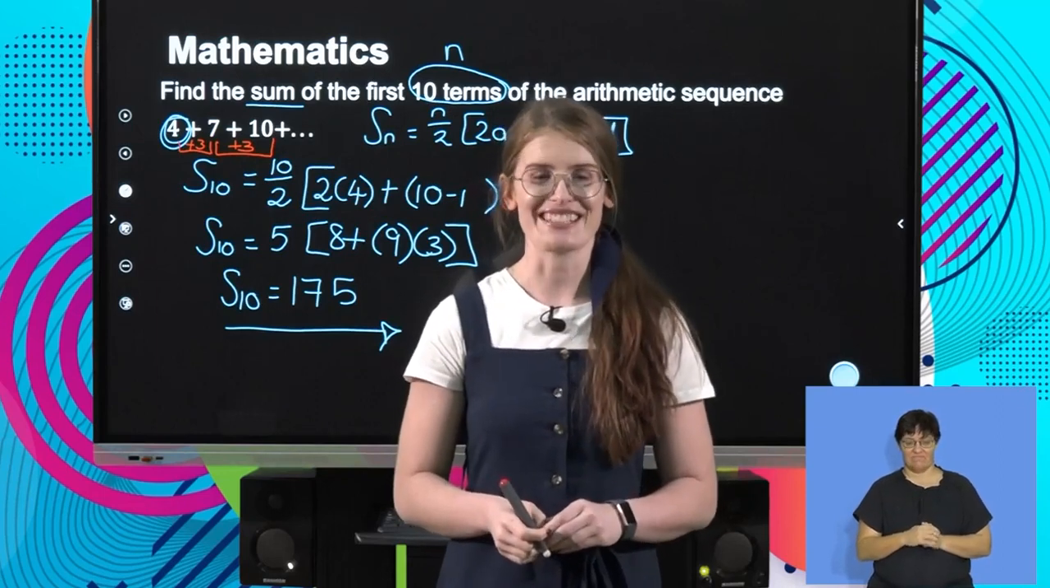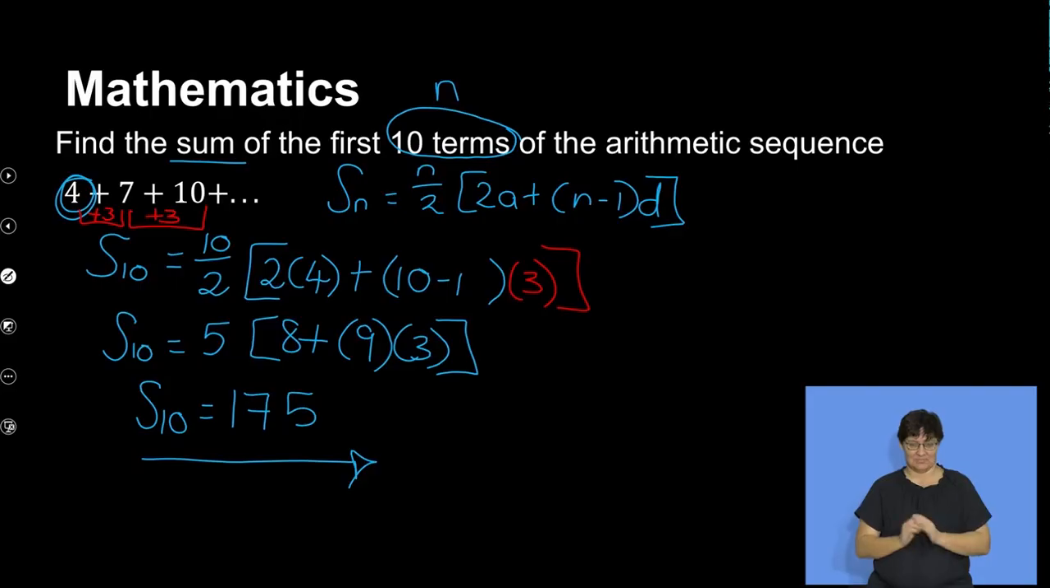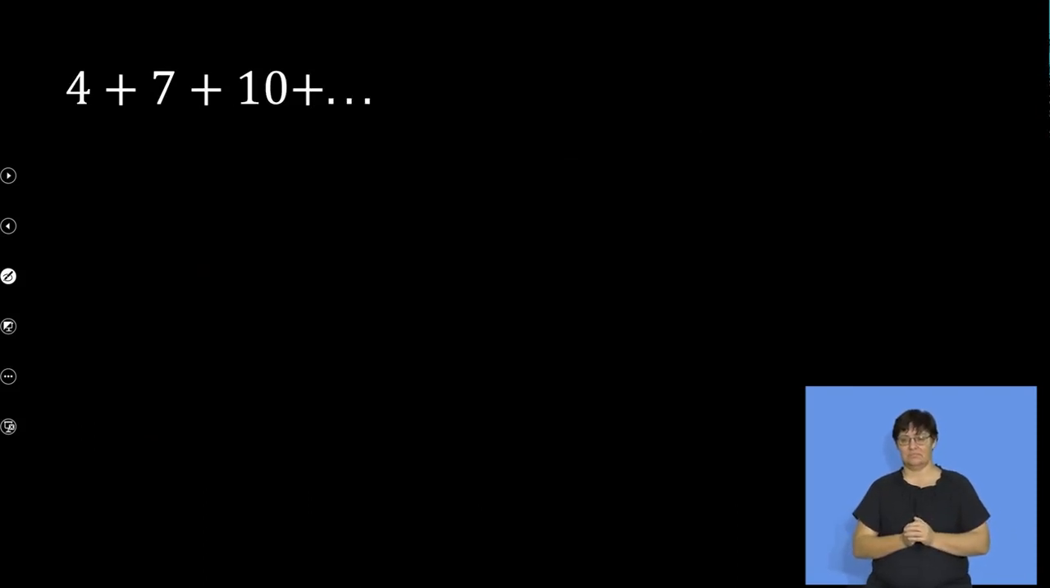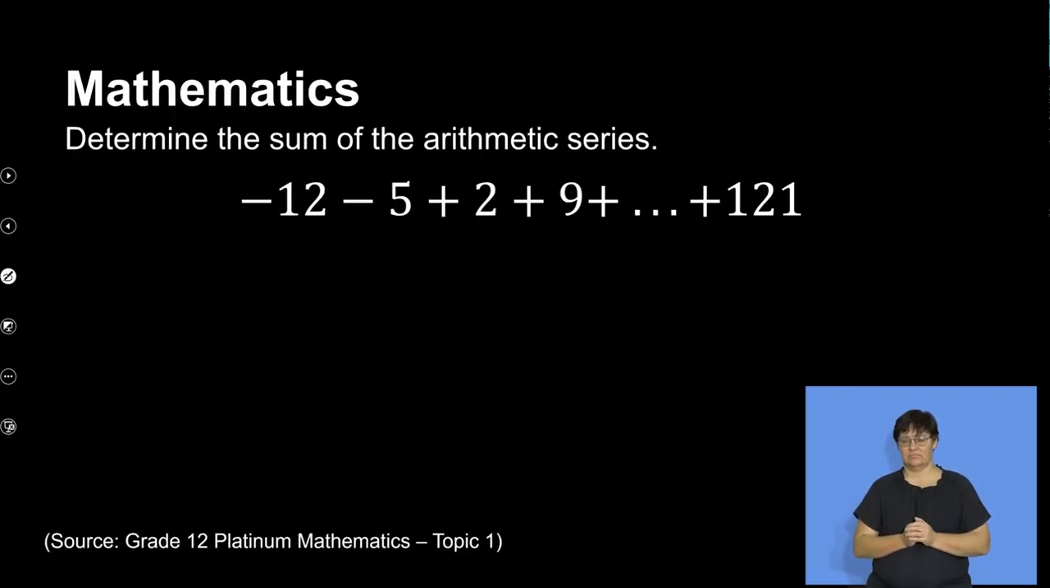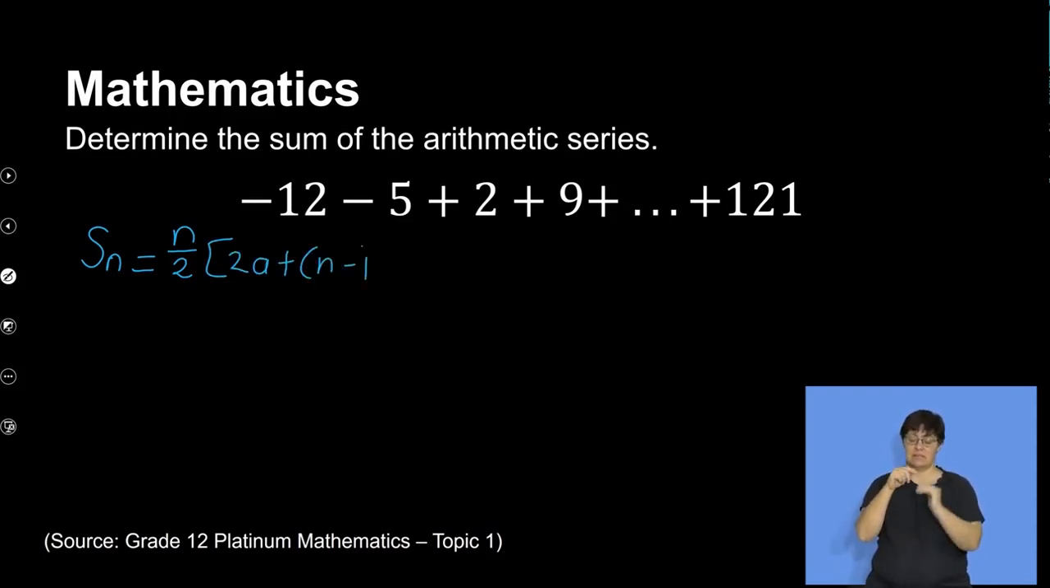Let's have a look at the next example together. So, sorry guys, there's some space for working, but we've already done it. So we are going to now determine the sum of the arithmetic series. So, we know that arithmetic series go Sn is equal to n over 2 times 2a plus n minus 1 times d.